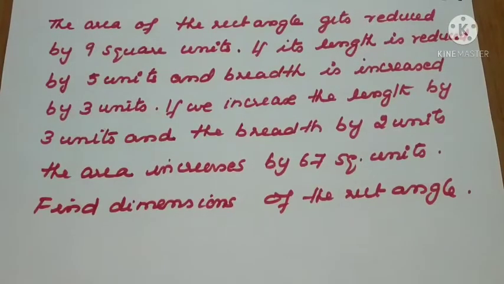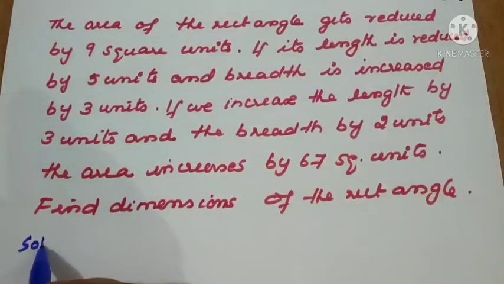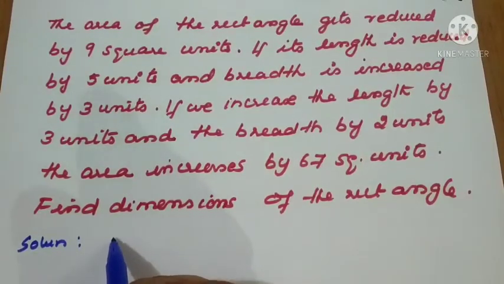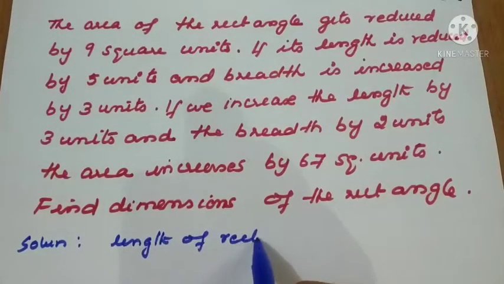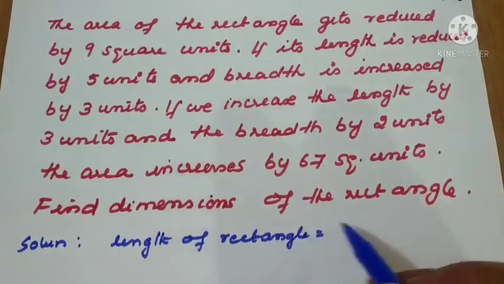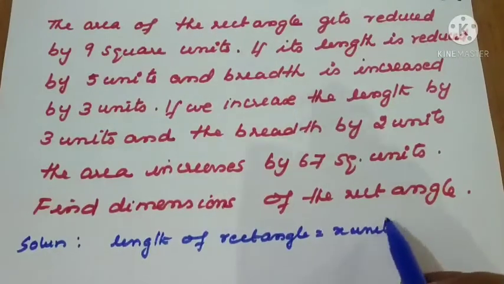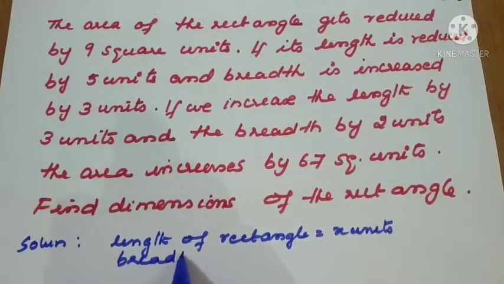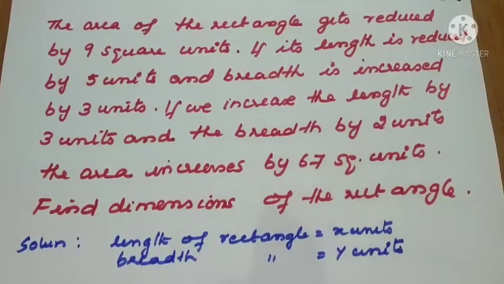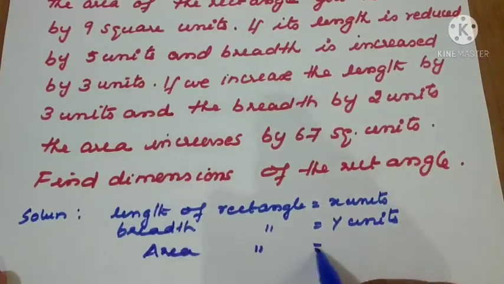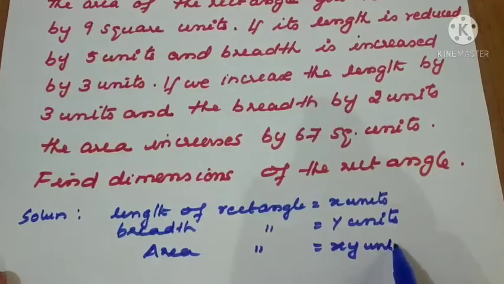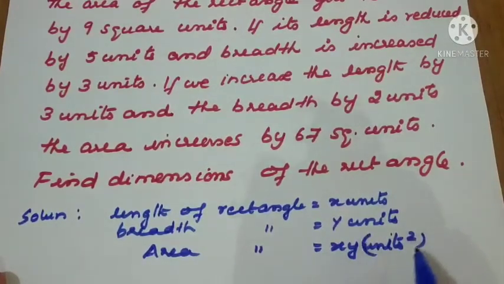So area of the rectangle is given. So what is the question we have to start now? Let the length of the rectangle equal to x units. Breadth is equal to y units. If x and y are the length and breadth, then what is the area? Area of the rectangle equal to xy unit square. Okay. So this is the assumption we have made.